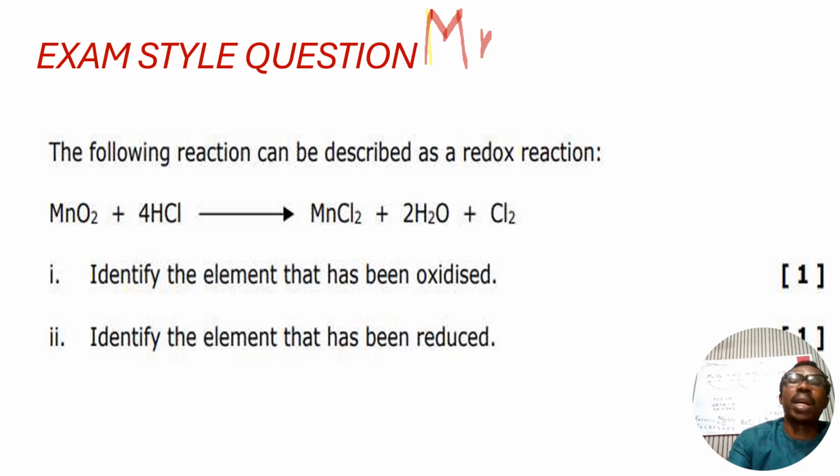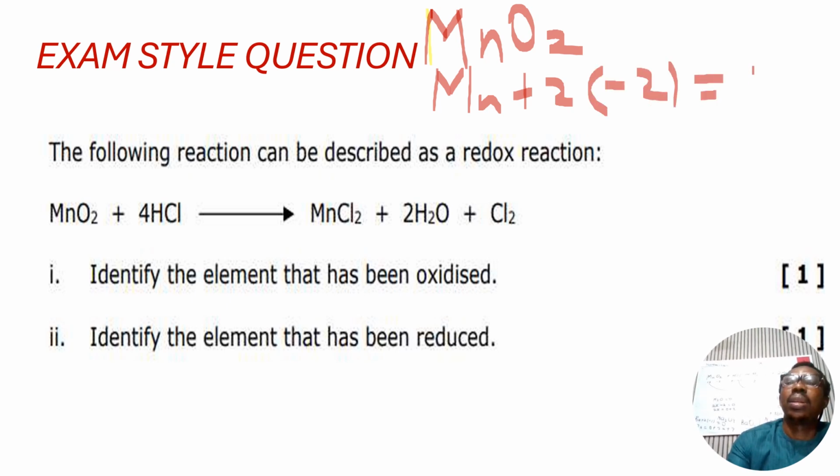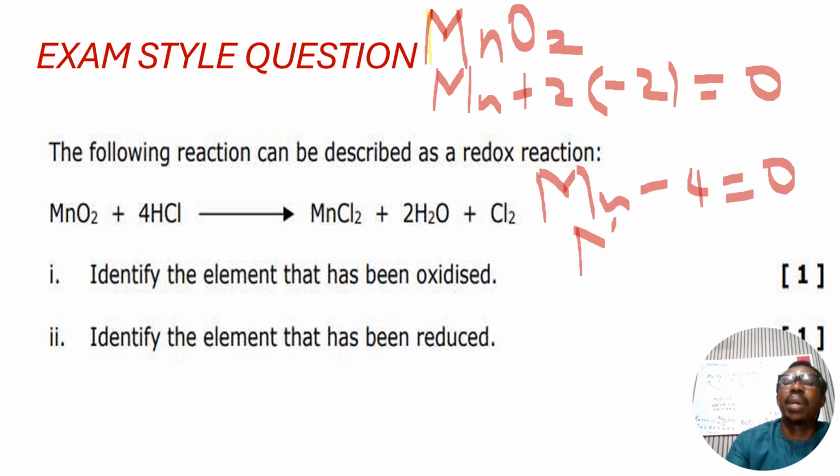Calculate the oxidation number of manganese in manganese(IV) oxide. So it will be manganese plus 2 times minus 2 is equal to 0, since a compound has a net charge of 0. So we'll have manganese minus 4 is equal to 0. The oxidation number of manganese here will be 4. So the oxidation number is plus 4 for manganese.